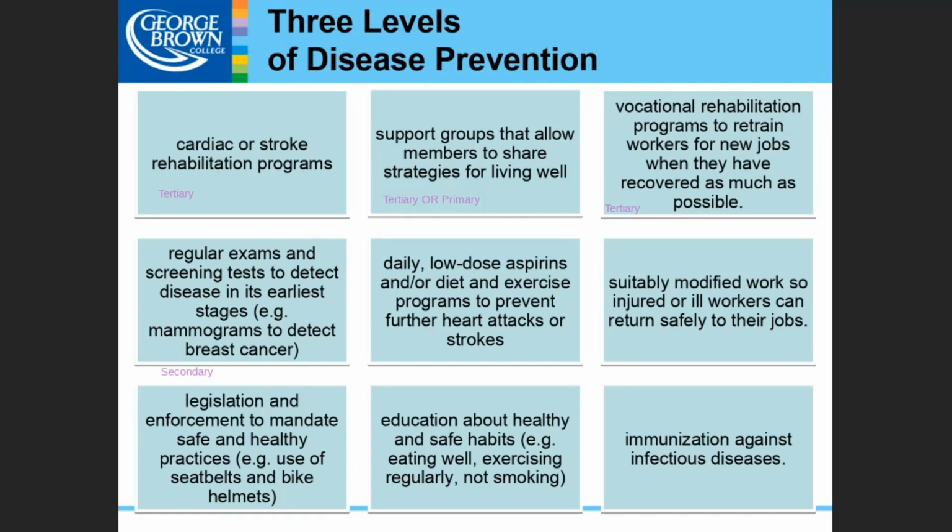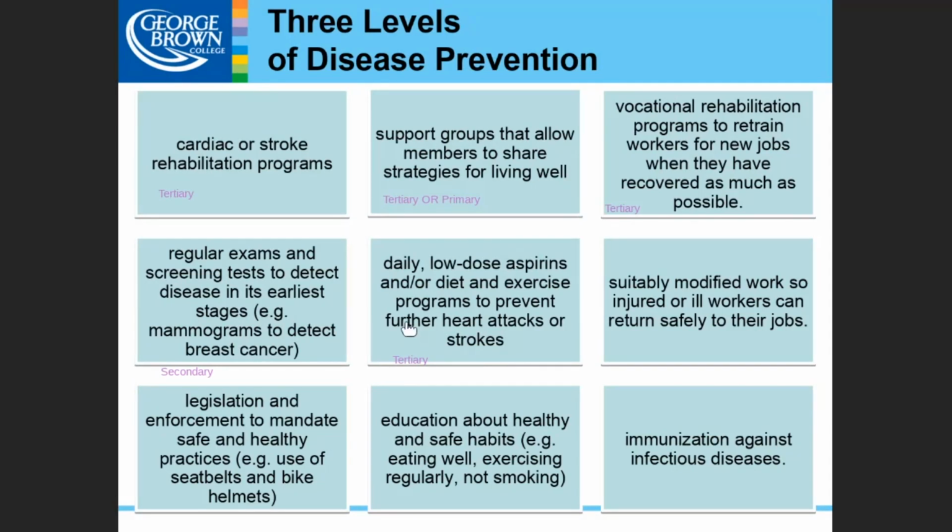Secondary, okay. Daily low-dose aspirin and or diet and exercise programs to prevent further heart attacks or strokes. What do we think about this one? I see some secondary, tertiary. Yep, it's tertiary because it says to prevent further heart attacks and strokes. So we're assuming that there's already been heart attacks or strokes, and these are activities we're doing to help these people live their best lives. It could also be primary if it was just diet and exercise activities to prevent heart attacks and strokes.